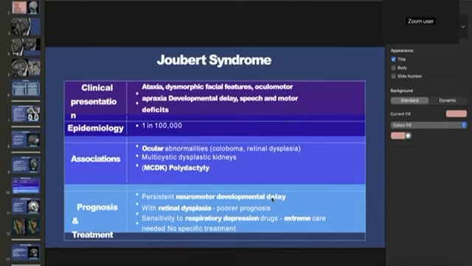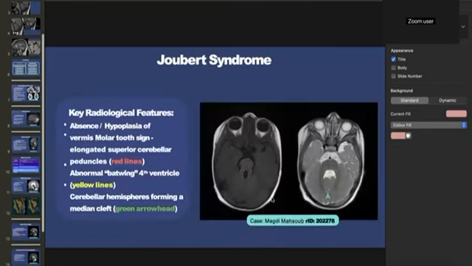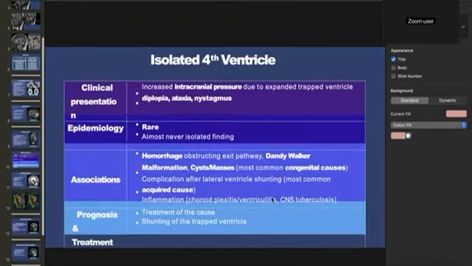Next is Joubert syndrome. Ataxia, dysmorphic facial features, and oculomotor apraxia, developmental delay, speech and motor deficits are seen. Next, prognosis: persistent neuromotor development delay is seen with retinal dysplasia, shows poor prognosis. This is an image of Joubert syndrome, showing absence or hypoplasia of vermis with molar tooth sign.